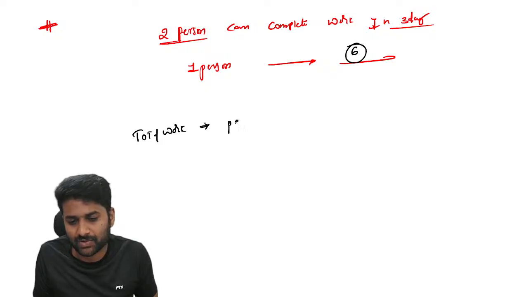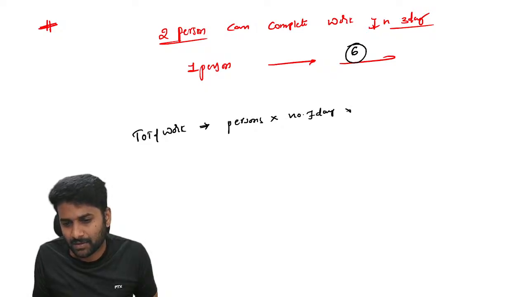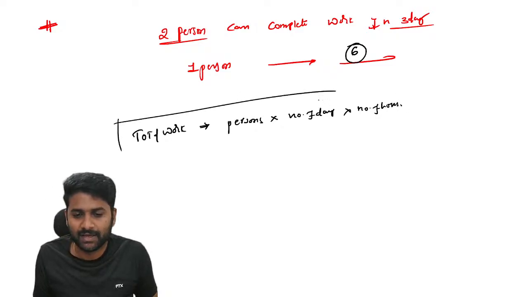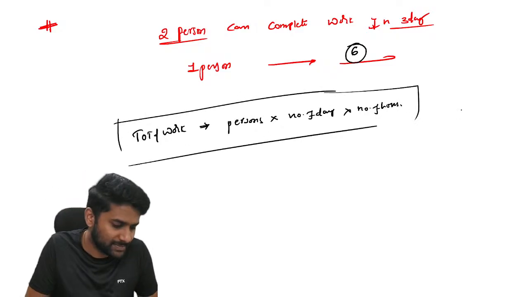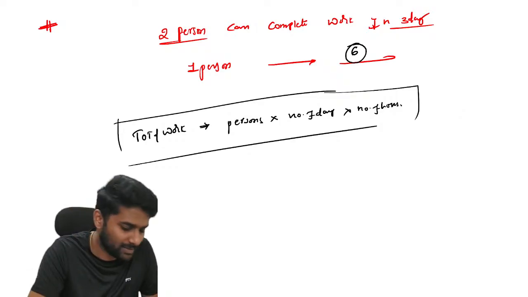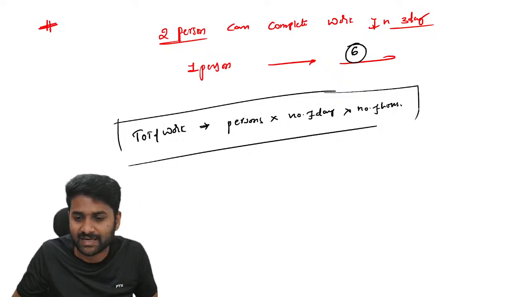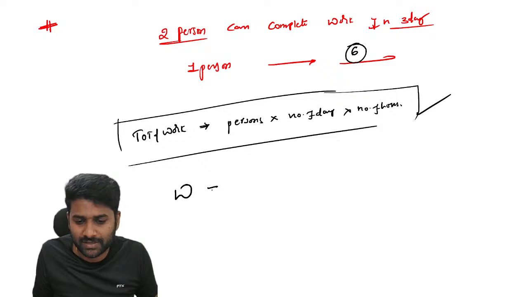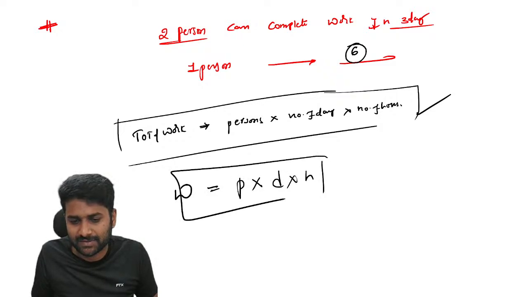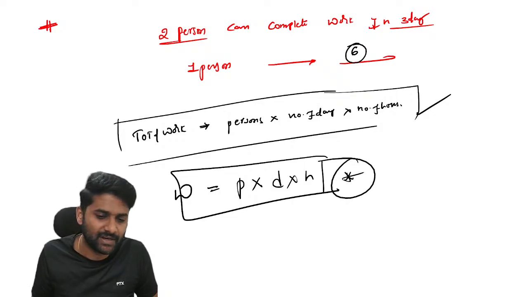total work depends on the number of persons multiplied with the number of days. You should also multiply with the number of hours. In this scenario, total work depends on how many are working, how many days, and how many hours each person works in a day. So these three parameters will decide the total work. Here work is all about persons, days, and hours. Remember this point. It's a different calculation.